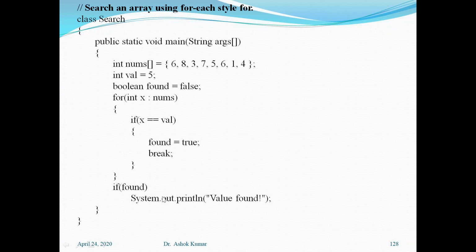So if true, you will get this result, value found. And if the value is not there, then this condition will never evaluate to true. Let's say I search for 15. 15 is not there in this array, so this condition will never evaluate to true. In that case, the for each loop will terminate normally, and when the control comes out, the value of the found variable will be false. And in that case, because we haven't used an else part in this if statement, it will print nothing.